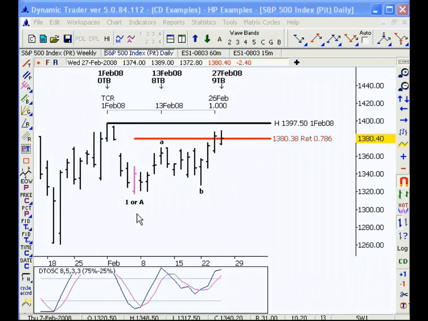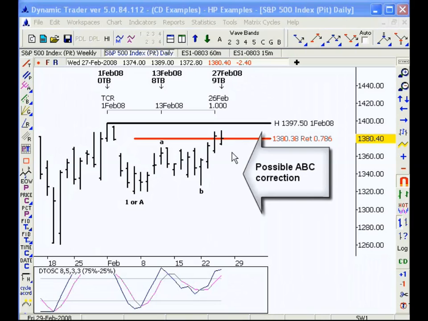The most important thing is that if it's a 1 or A, following a correction up, we should have another decline that would probably take out the 1 or the A low. And then I've labeled a possible ABC coming up from that 1 or A low. Now, I don't know if it's an ABC or not, but we've at least met the minimum conditions for a possible ABC in a correction.